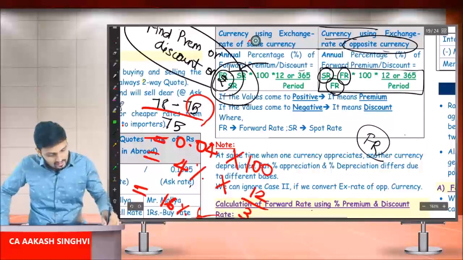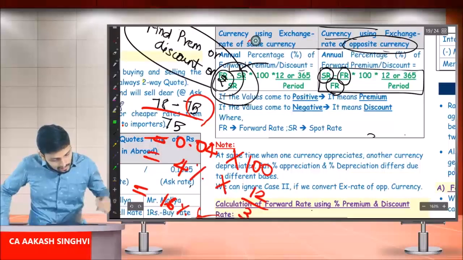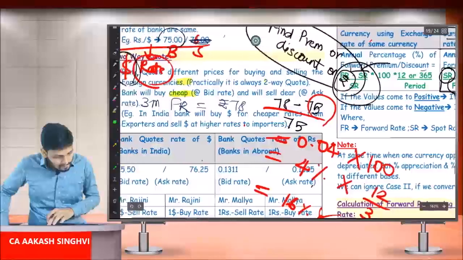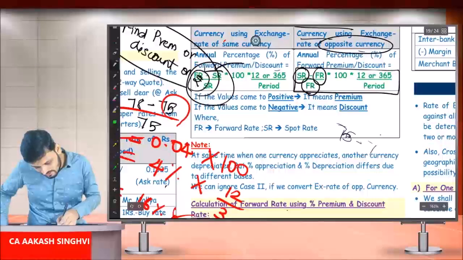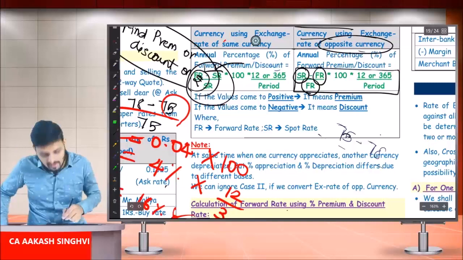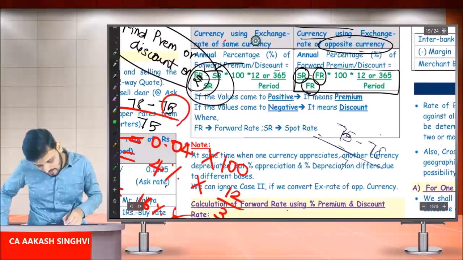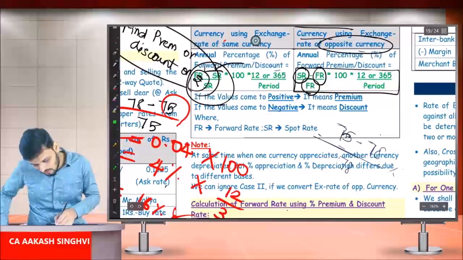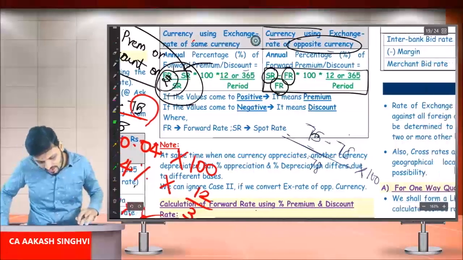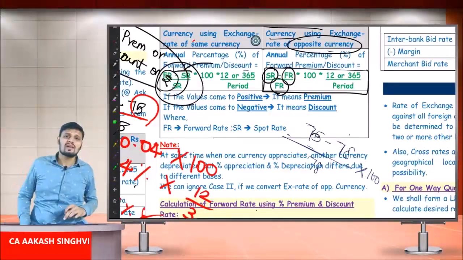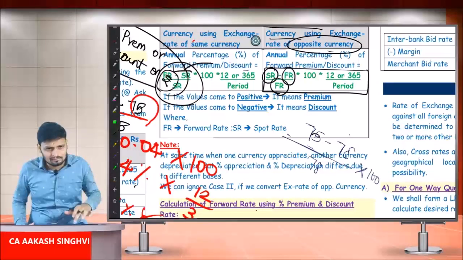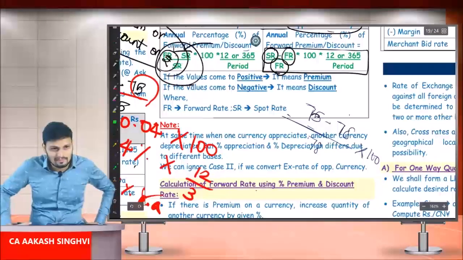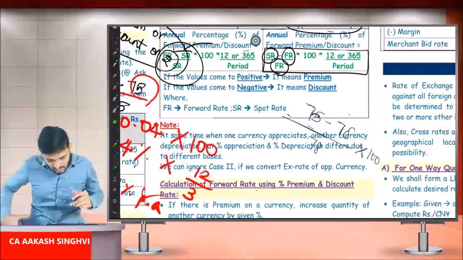Okay, now let us try to understand. How much is the SR here? SR is 75 minus 78 divided by 78 into 100. Tell me the answer fast. Don't make me solve everything, yeah? It's your duty. Solve it fast. I'm waiting. How much is the answer for this one?